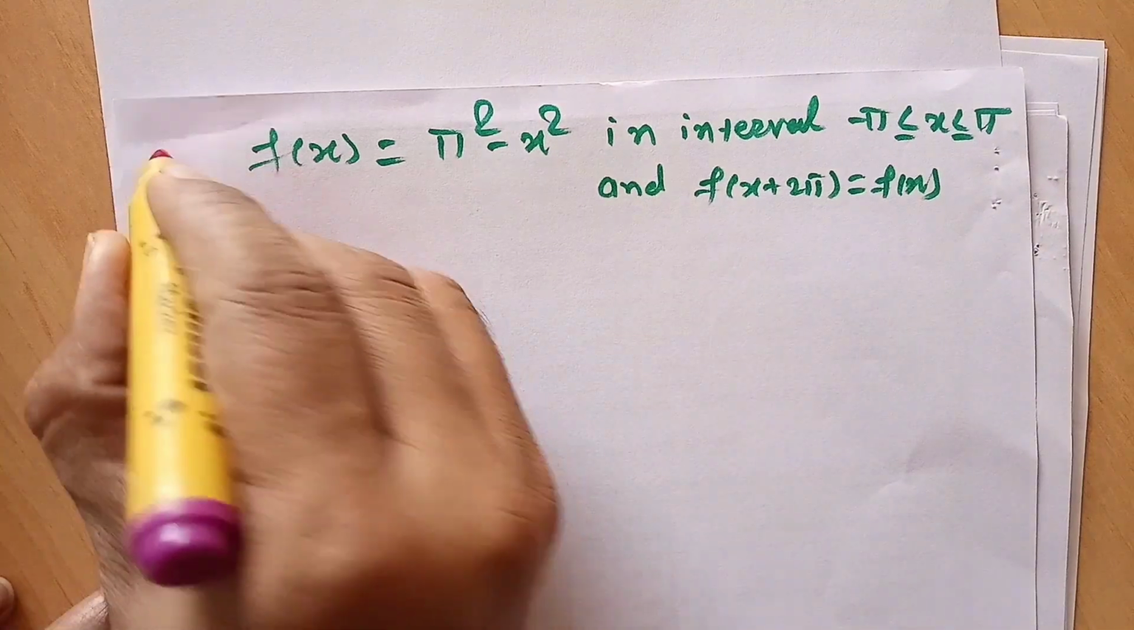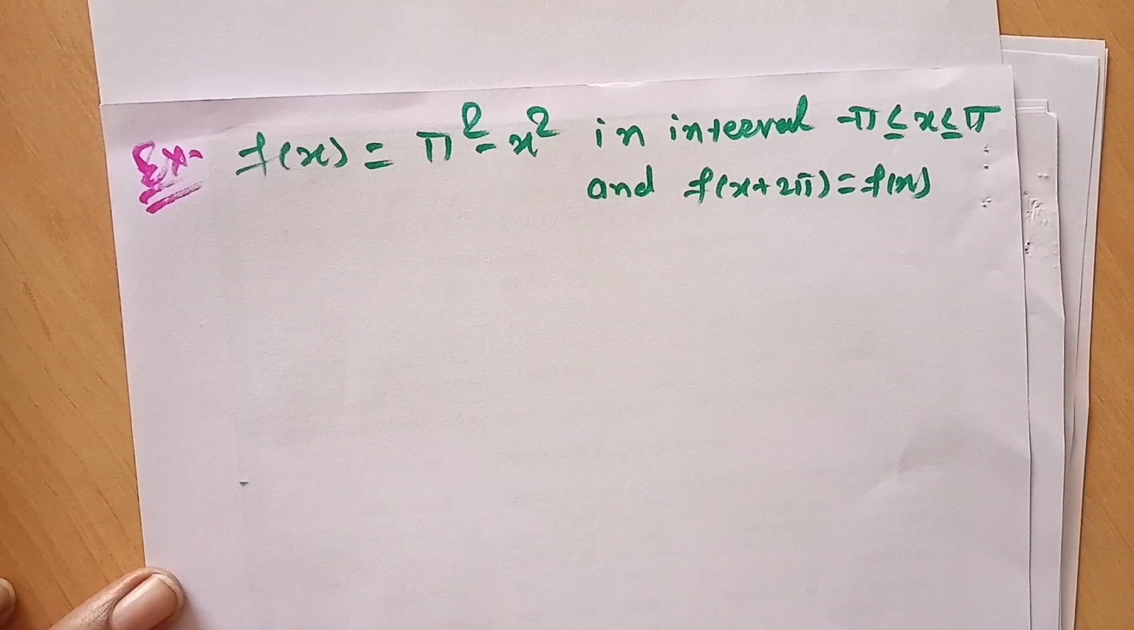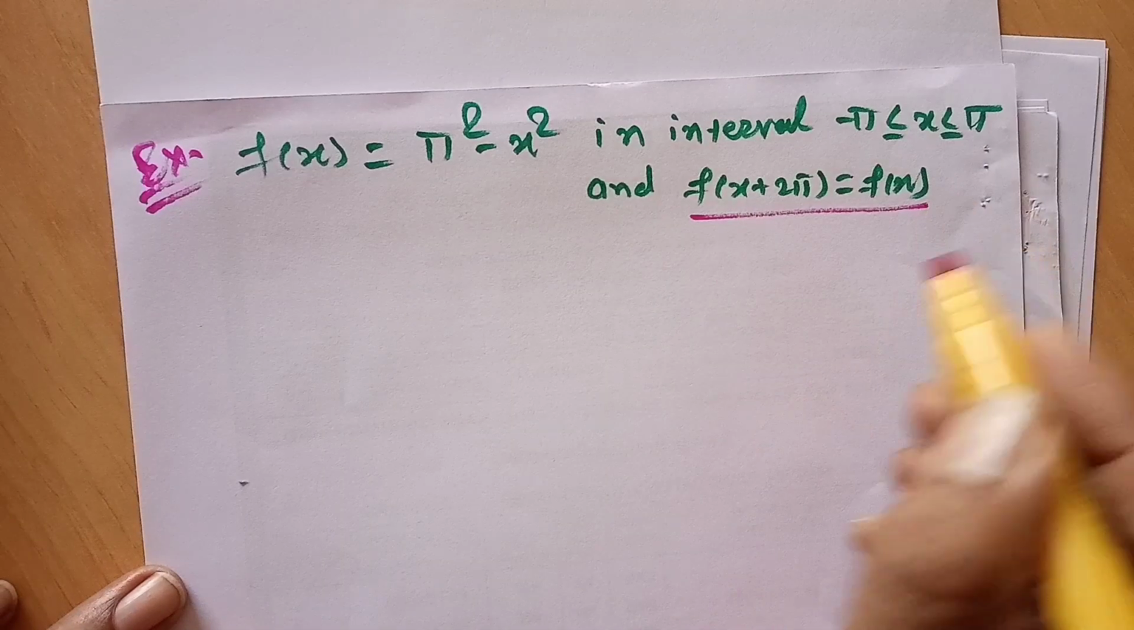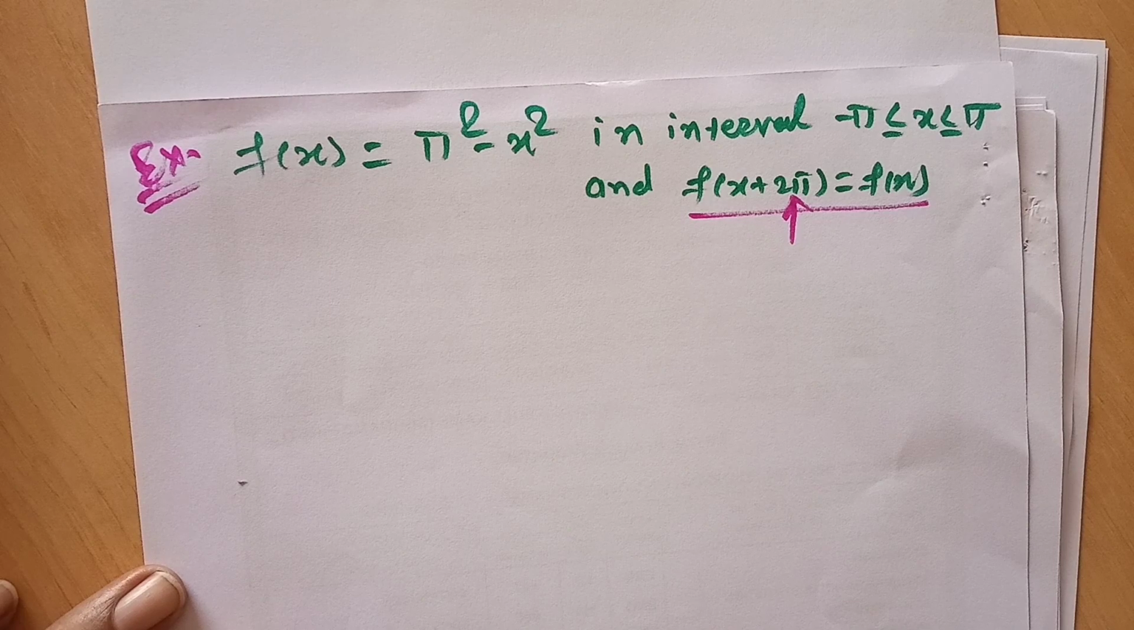Suppose this function is defined as pi square minus x square in the interval minus pi to pi, and this condition is given. This condition shows that this is periodic, with period 2 pi.